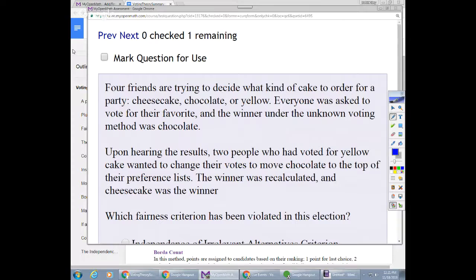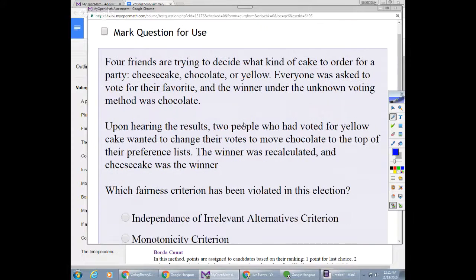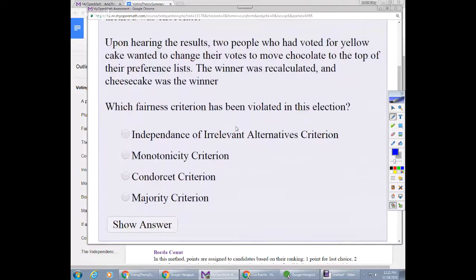Okay, so let's take a look at the fairness criteria. So independence of irrelevant alternatives. If something completely lost and we remove them from the election, it shouldn't change the results. Okay, so that's the independence of alternatives criteria.